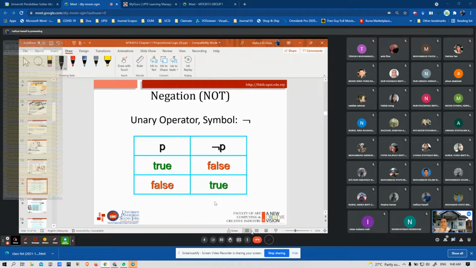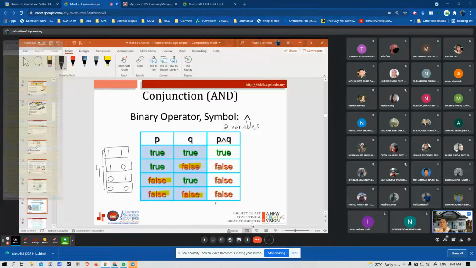Okay, negation ni saya tak perlu bagi tahu lanjut lah. Kamu dah tahu. If we have P, we negate the P, the values from true can be false, from false can be true lah. And then we have binary operators. Okay, P and Q, it combining two variables.